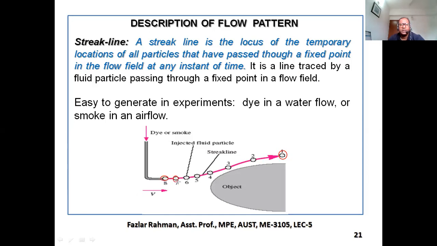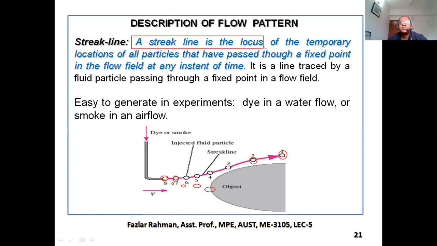Then it came over here. Gradually it followed the path, then came over here. The second bubble, that means this one, also followed the same path. It's not that the first bubble follows this path and the second bubble comes along a different path. No. So that is the streak line.